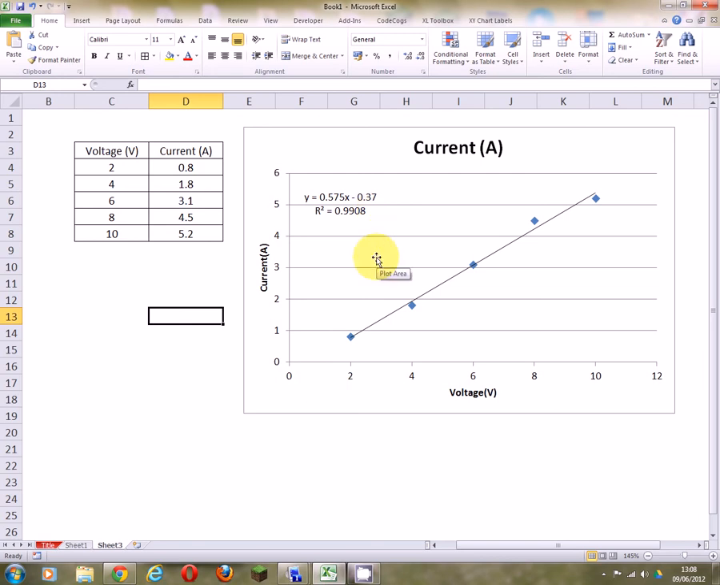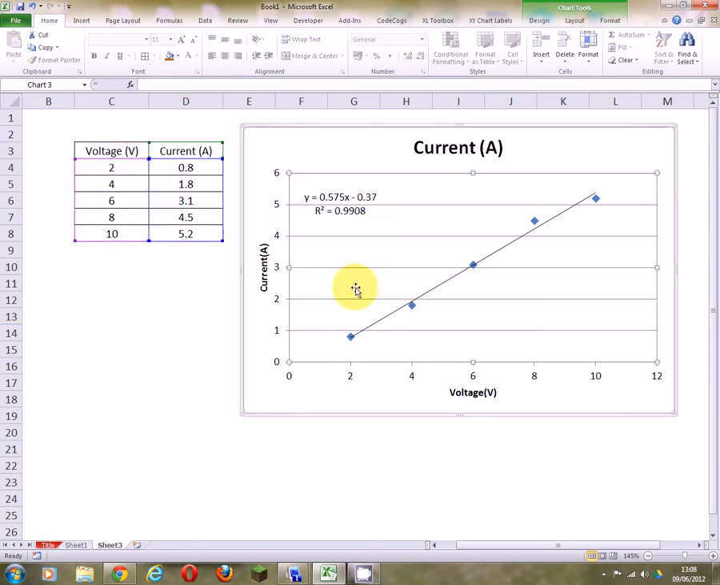But there we go, very simply, drawing out some data, right-clicking and adding a trendline, and we've now got a line that explains that data to 99% accuracy.